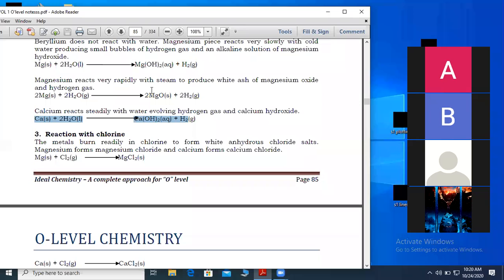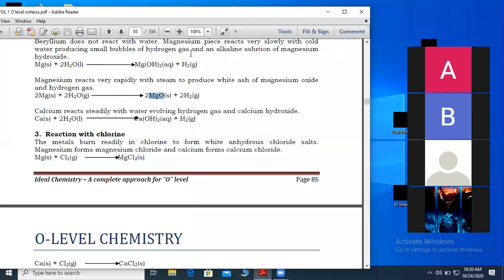But with steam, the reaction is very rapid and very fast. So the state of water must always be steam. So magnesium plus water, the products are magnesium oxide plus hydrogen gas. That equation does not even need you to balance it. It will balance itself. Even if there are 2's here, when you divide it out by 2, you will still get the same thing.